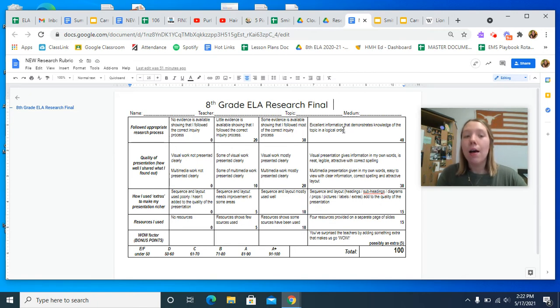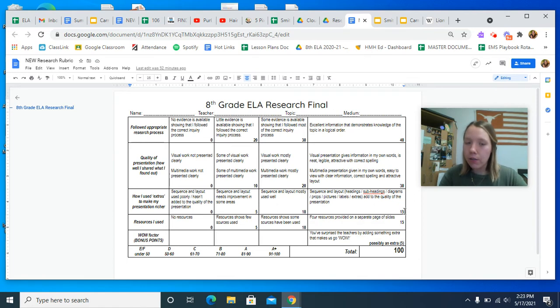Oh, I forgot to say, research process would be 40 points. So it's clear that you did good research. The quality of the presentation is 30 points. How I used extras to make my presentation richer: the sequence and the layout, the headings, the subheadings, diagrams, props, pictures, labels, extras add to the quality of the presentation. So are you giving good details in your presentation, right? You're not just giving me blocks of text. You're giving photos, you're giving labels, pictures, captions, videos, right? You're adding to it and making it a really simple but attractive layout, right?